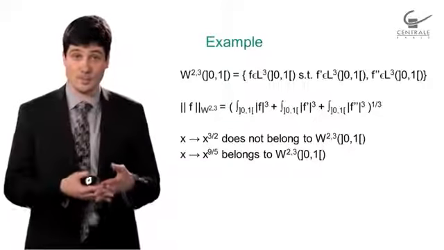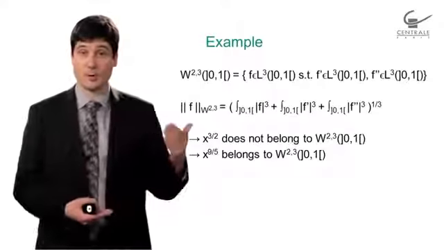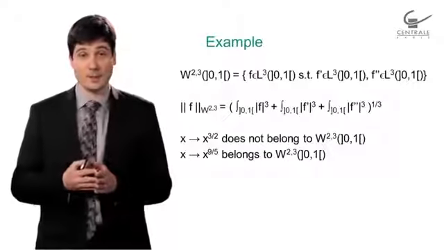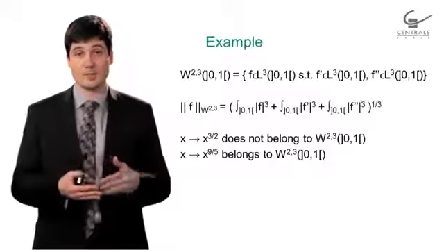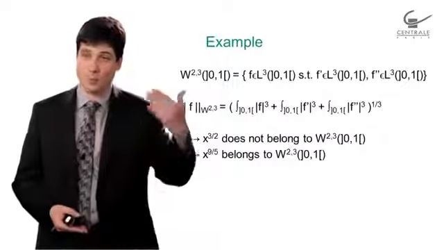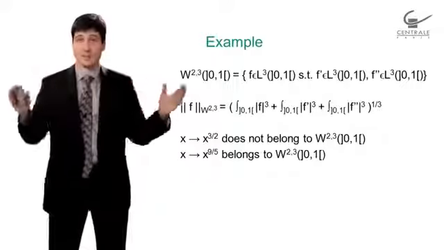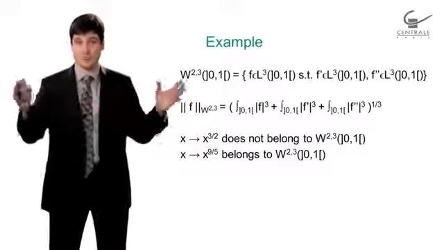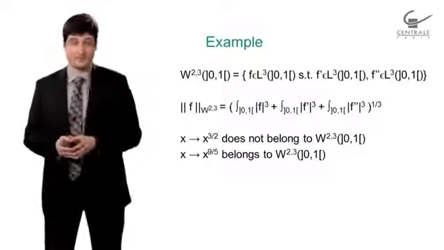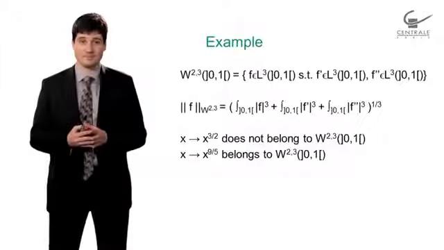The norm in W^{2,3} of f is the integral between 0 and 1 of the modulus of f cubed, plus the integral between 0 and 1 of its derivative raised to power 3, plus the integral between 0 and 1 of the second derivative of f raised to power 3, and I take all of this sum and raise it to power 1 over 3. Basically, I just take the cubic root of the sum.